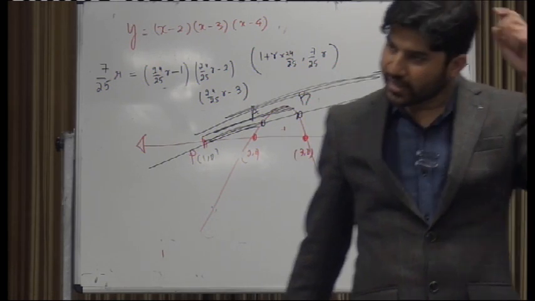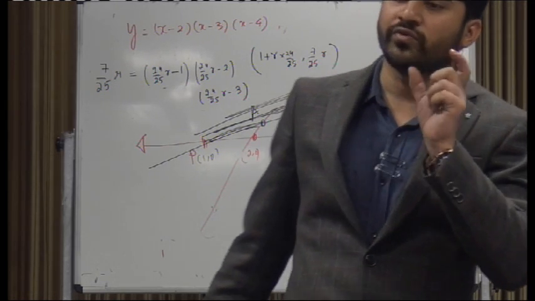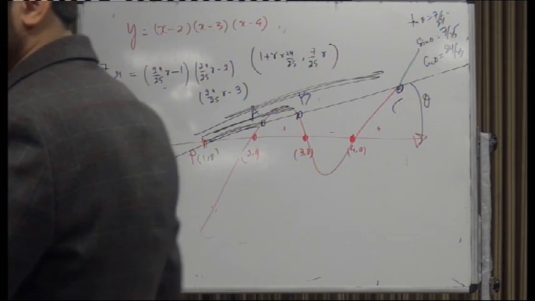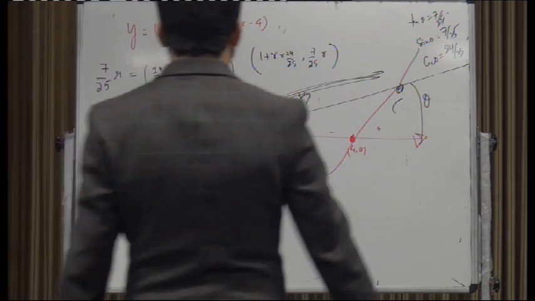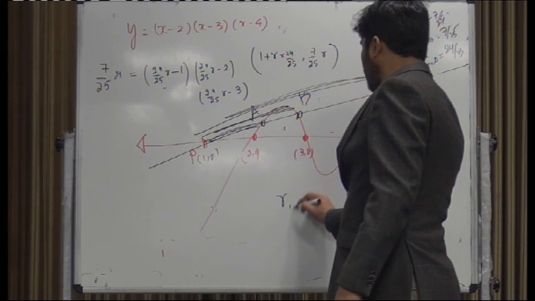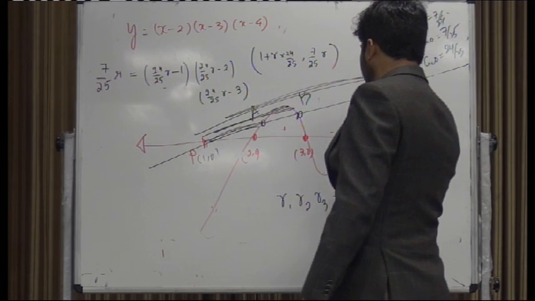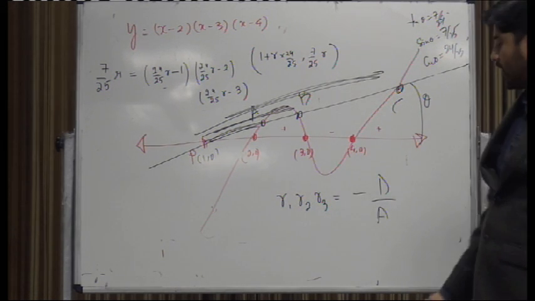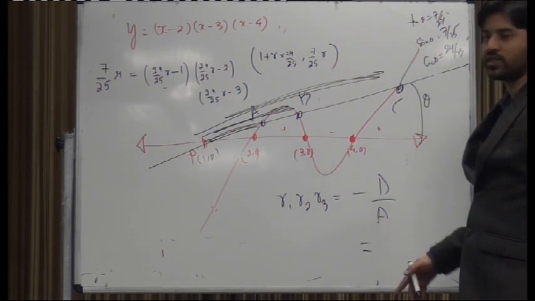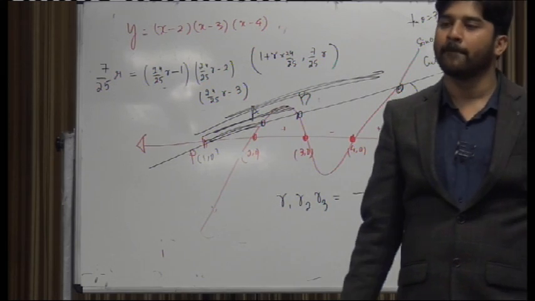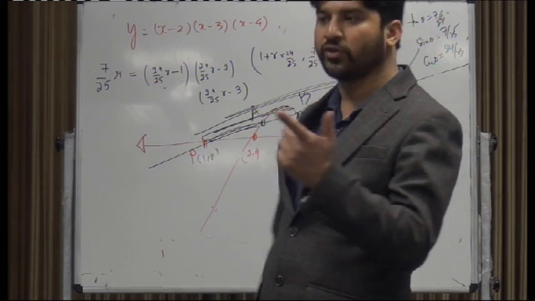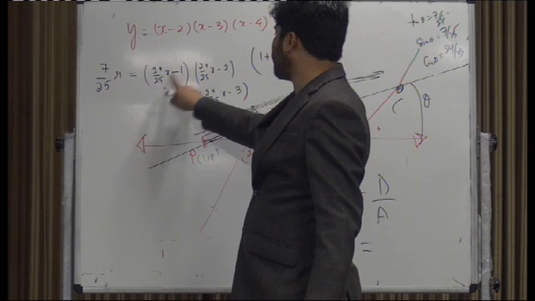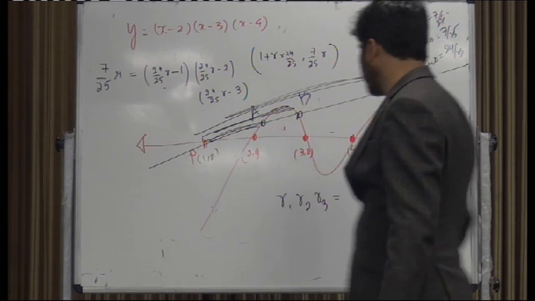So what are we interested in? We are interested in the coefficient of r cube and the constant. And so r1 into r2 into r3 would be equal to minus d by a. d is nothing but your constant and a is nothing but the coefficient of r cube. तो अब क्यूब का कोफिशिएंट तो आ गया 24/25 इंटू 24/25 इंटू 24/25.